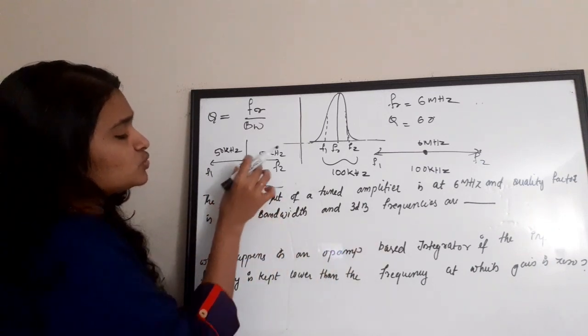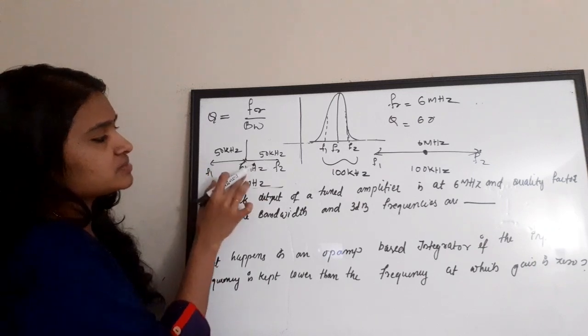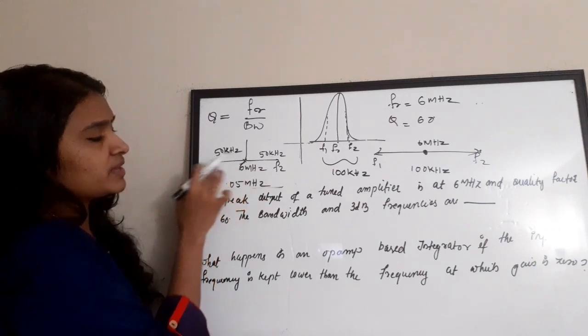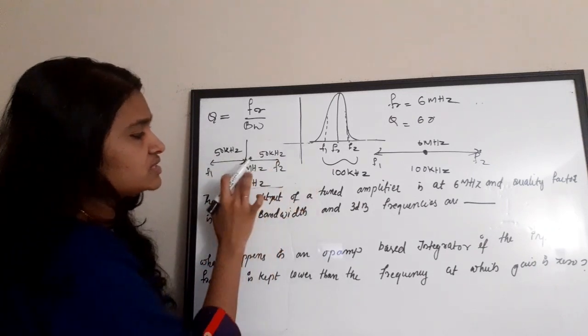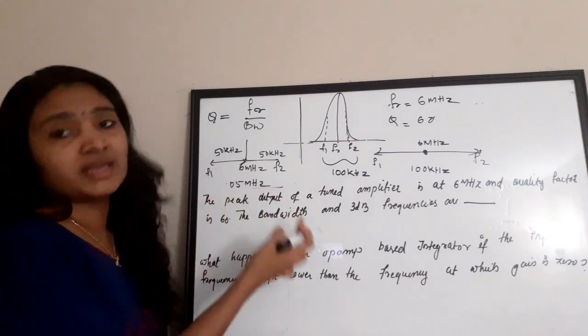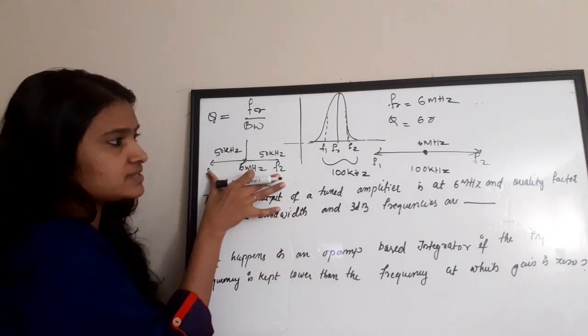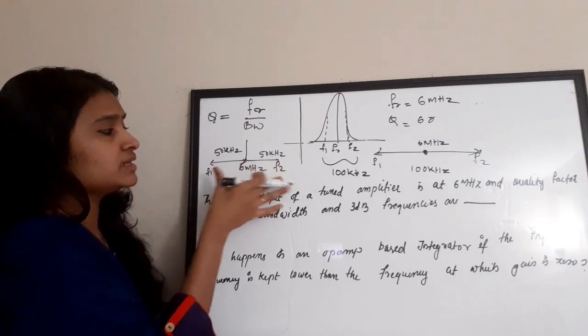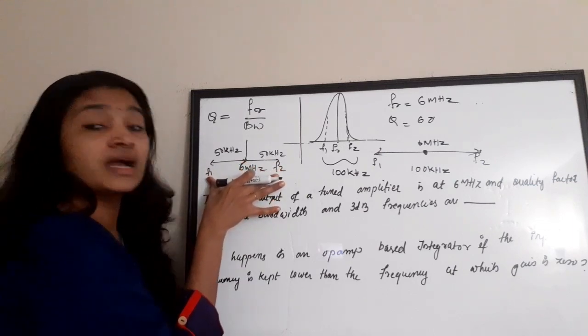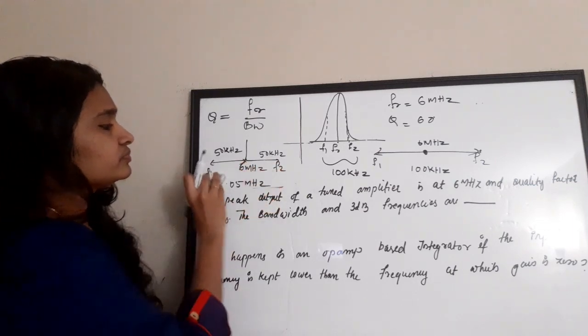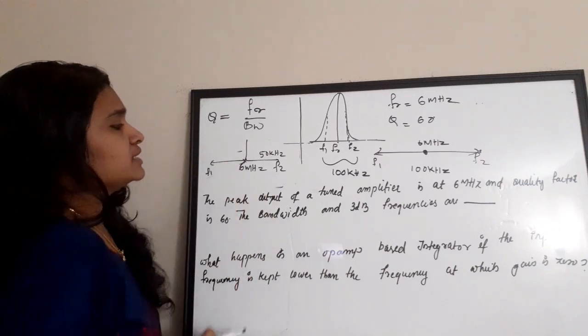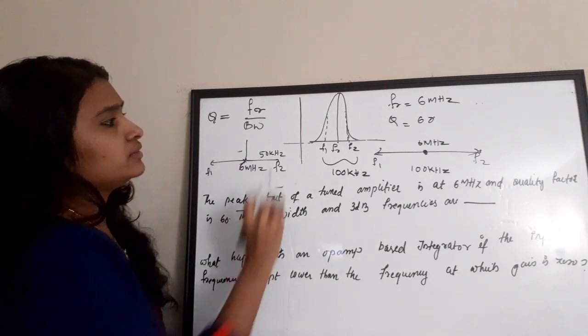So towards the lower side of 6 megahertz there is 0.05 megahertz, and towards the upper end of this 6 megahertz there is 0.05 megahertz. Because this width is this width, you don't get confused with this. This width is 100 kilohertz. Okay, so you can write this as F1. I'll remove this curve.